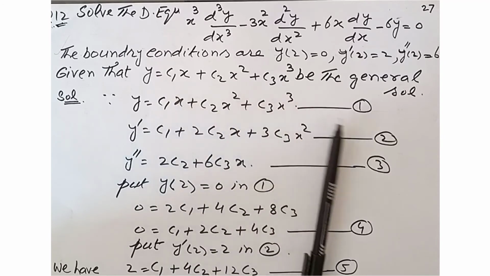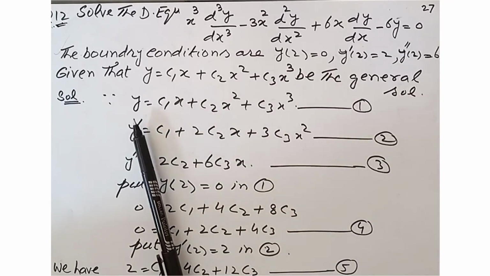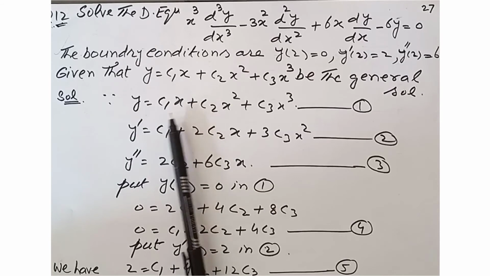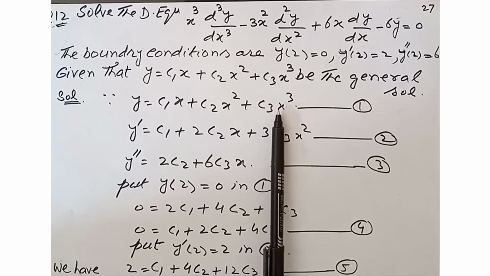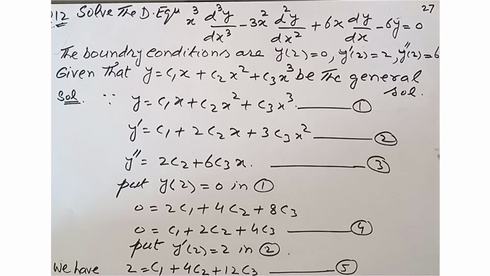So we say this as equation number 1 and differentiate this. The derivative of y is y dash, the derivative of c1x is c1, the derivative of c2x square is 2c2x, and the derivative of c3x cube is 3x square into c3. This is equation number 3. Again differentiate this equation with respect to x. This becomes y double dash, the derivative of c1 is 0, and this is 2c2 and this is 6c3x. So we solve these equations.